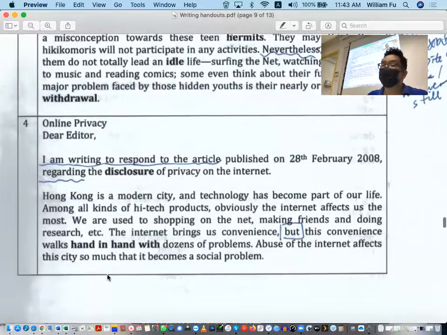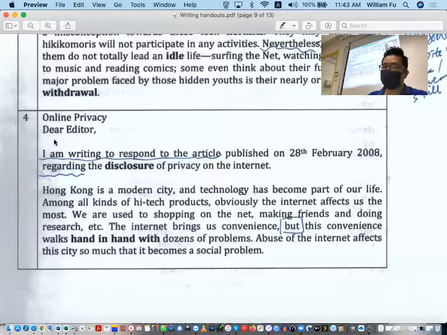All right. Number 4, online privacy. Dear editor, I'm writing to respond to the article published on 28th February 2008 regarding the disclosure. What's disclosure? 公開 of privacy on the internet. Okay, Hong Kong is a modern city, and technology has become part of our life. Among all kinds of high-tech products, obviously the internet affects us the most. Now we are used to shopping on the net, making friends, and doing research, etc. The internet brings us convenience, but this convenience walks hand in hand with dozens of problems.